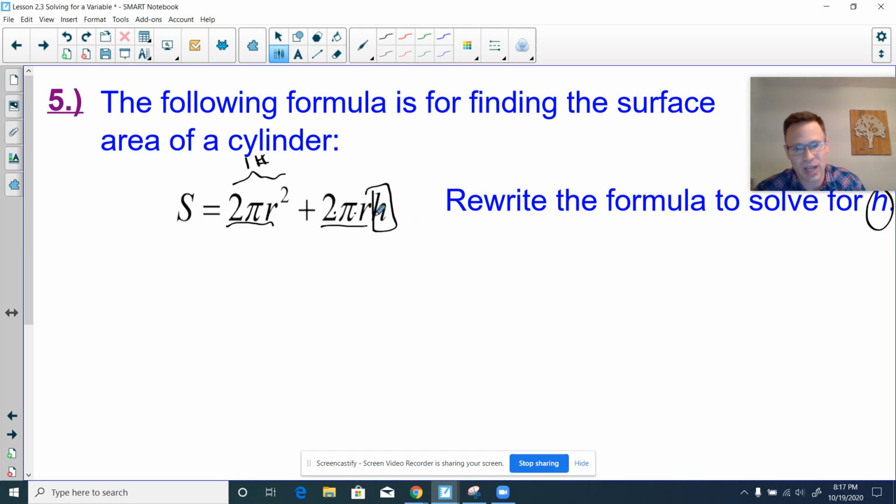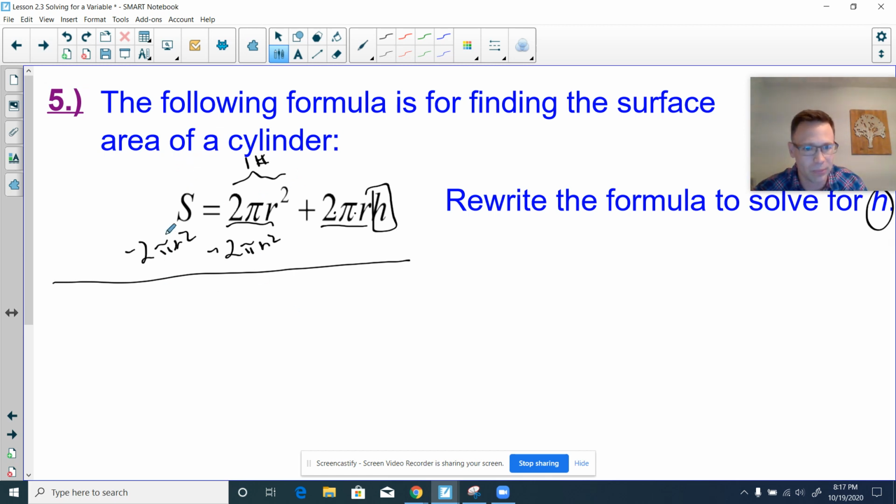And so again, it's happening to h multiplied by this, and I'm adding that. So I'm going to subtract that. I'm going to subtract this quantity, and I can do that all in one step. Minus 2 pi r squared. By the way, this is the surface area formula for a cylinder, which you learn about in geometry.